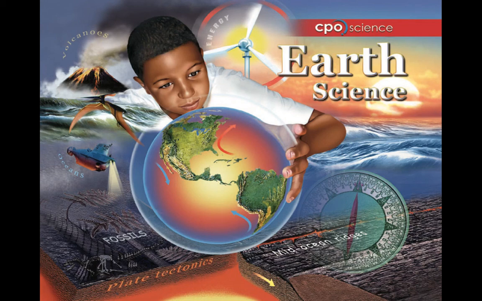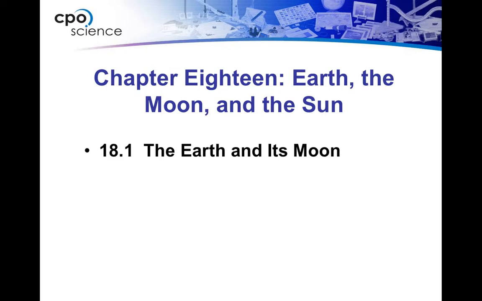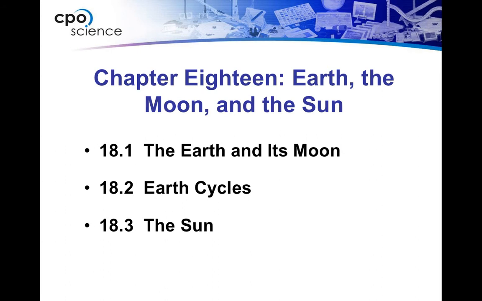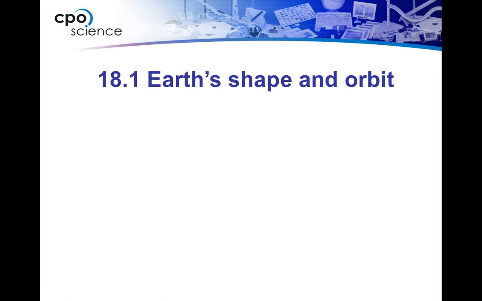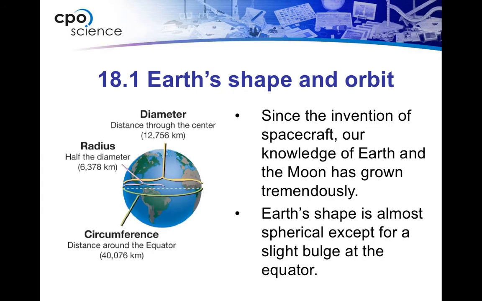All right, guys. So we're going to talk about 18.1, which is Chapter 18, Earth, Moon, and the Sun. We're going to talk a little bit more about each one. Today we're going to do 18.1, Earth, shape, and orbit.